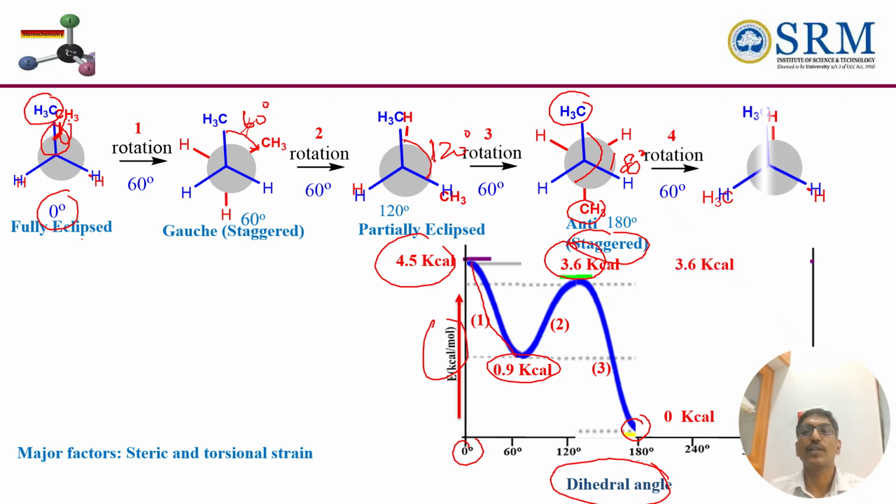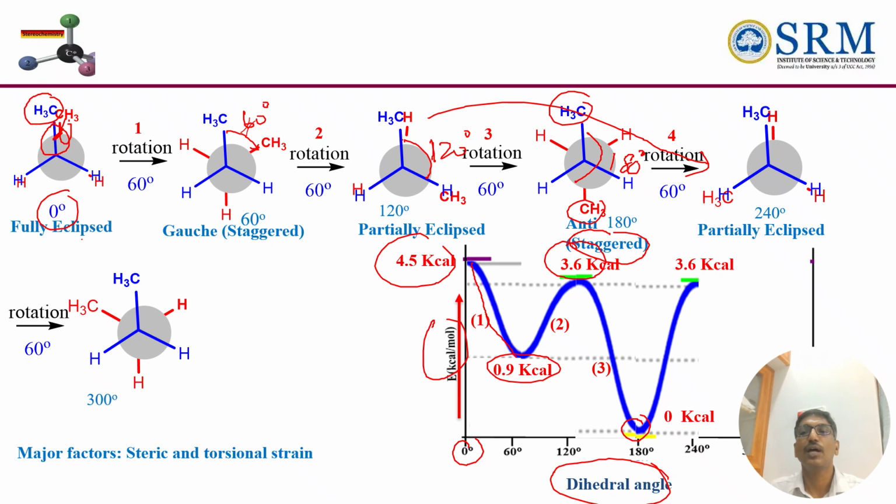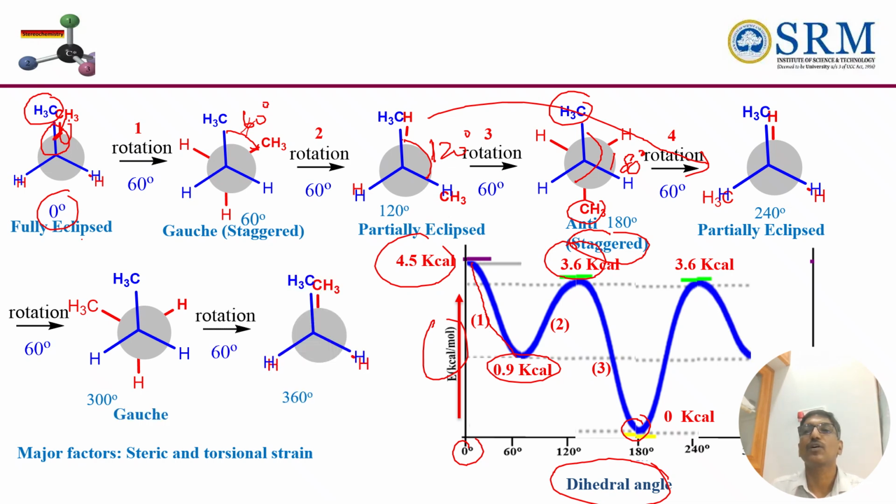When you move on to the next one, the same thing repeats. With another 60 degrees, at a 240 dihedral angle, it's again partially eclipsed, the same kind of scenario happens, and the energy is increasing. With another 60 degrees, it results in the gauche conformer, at 300-degree rotation. And finally, you reach the fully eclipsed conformation again when you do one more 60-degree rotation.